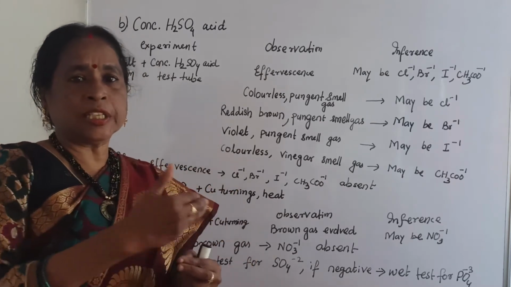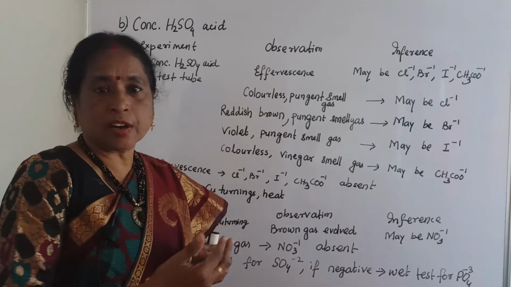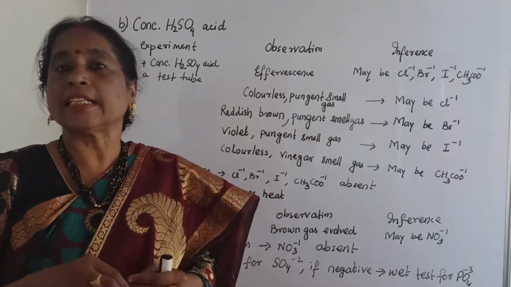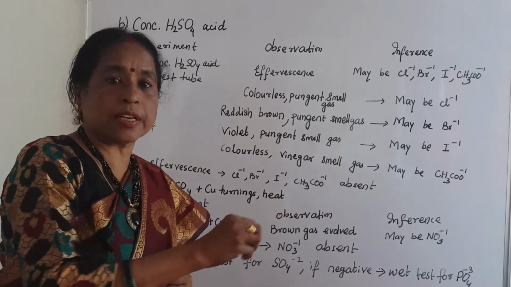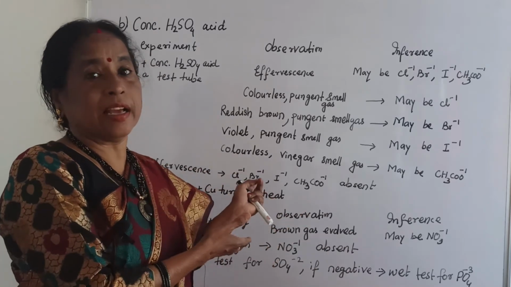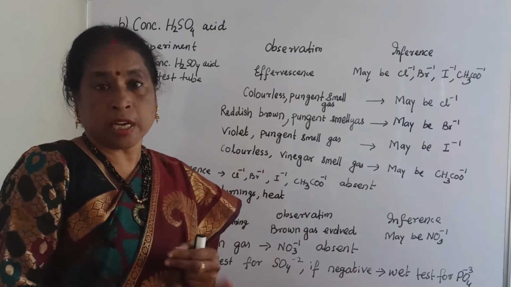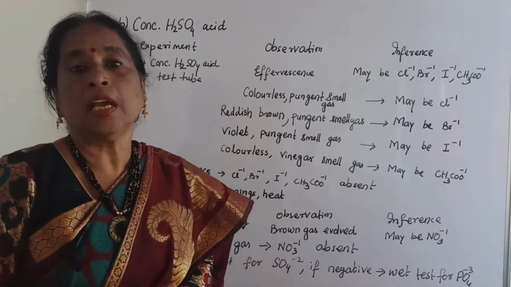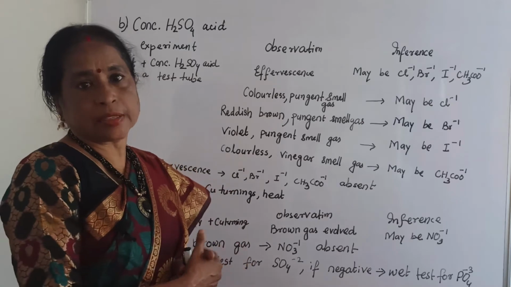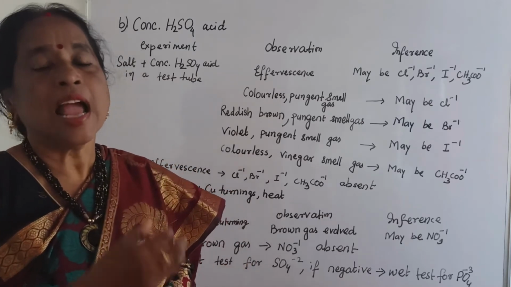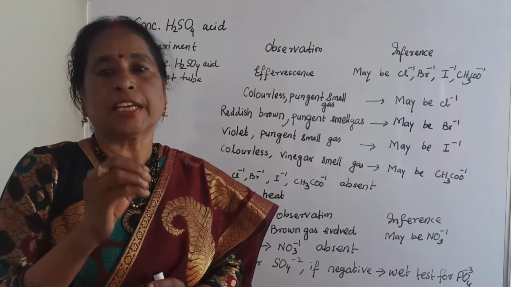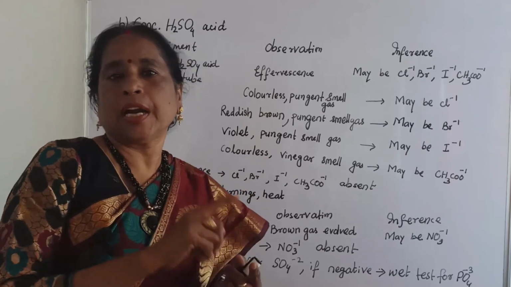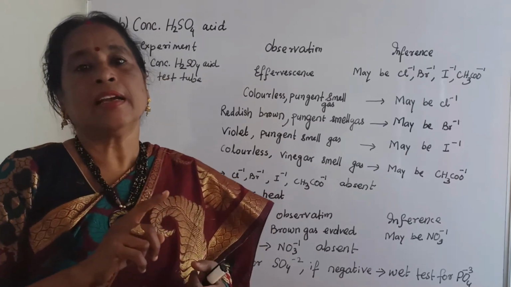So according to the color and odor of the gas, you do the confirmed test, that is the wet test for that particular radical. It may be carbonate, sulfide or nitrite. According to that you do the confirmed test, the wet test for that particular acid radical. And lastly you write that the salt given contains the acid radical, maybe carbonate, sulfide or nitrite.